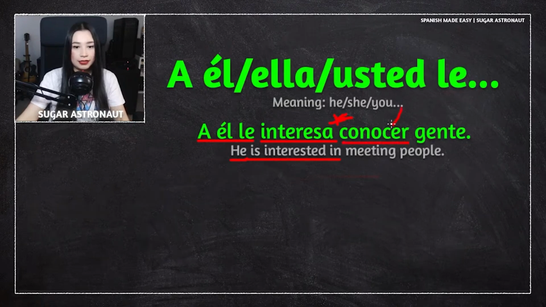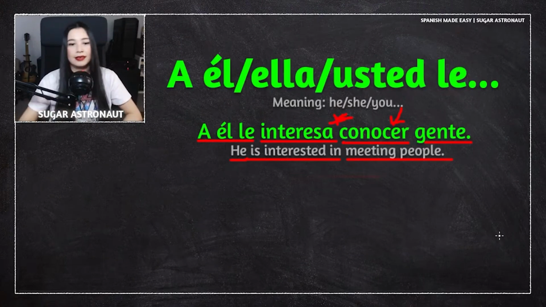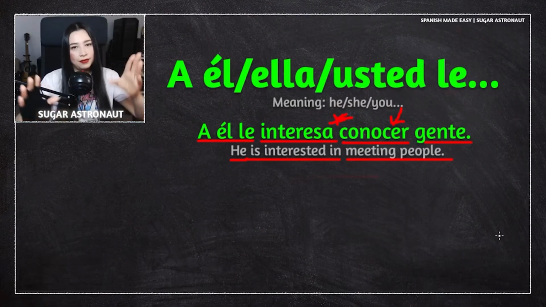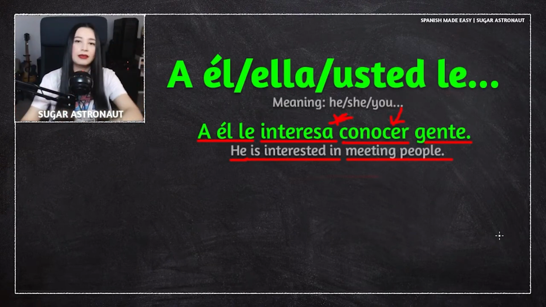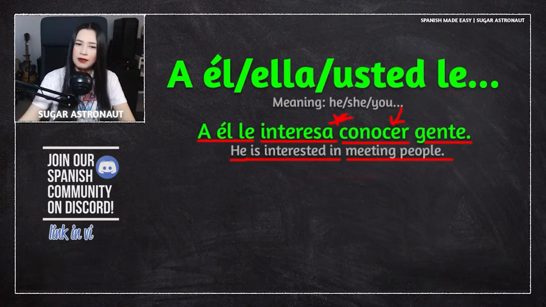Conocer, we have a second verb here. It's not conjugated. We're using the infinitive form. And when you add gente, conocer gente, that means meeting people. Conocer means to know, to meet. But when you have the phrase conocer gente, it means to meet people or meeting people. Muy interesante, I would say. Very interesting.